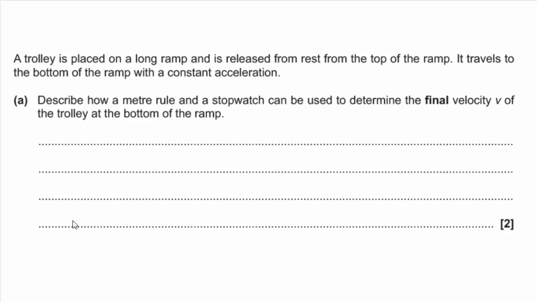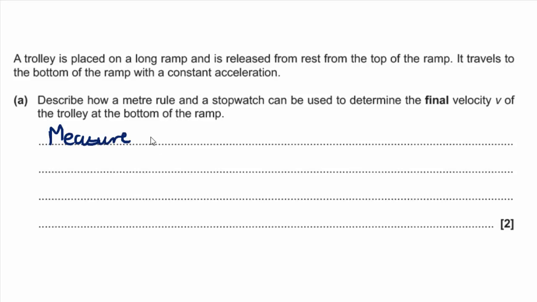So a trolley is placed on a long ramp and is released from rest from the top of the ramp. It travels to the bottom of the ramp with a constant acceleration. Describe how a meter rule and a stopwatch can be used to determine the final velocity v of the trolley at the bottom of the ramp.